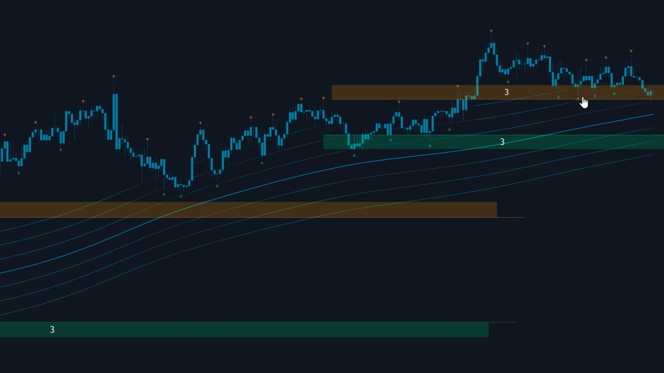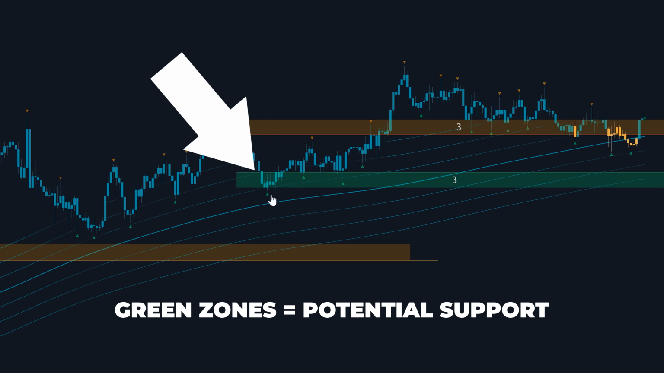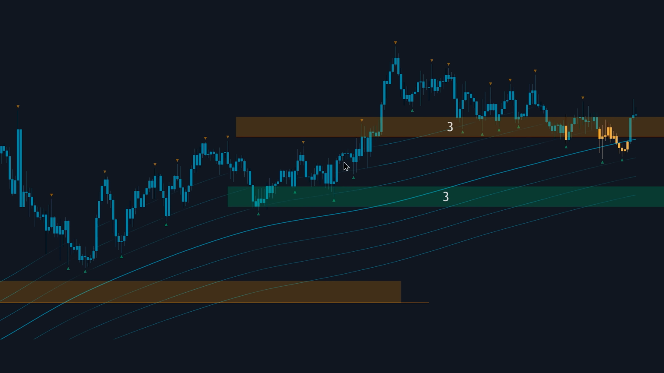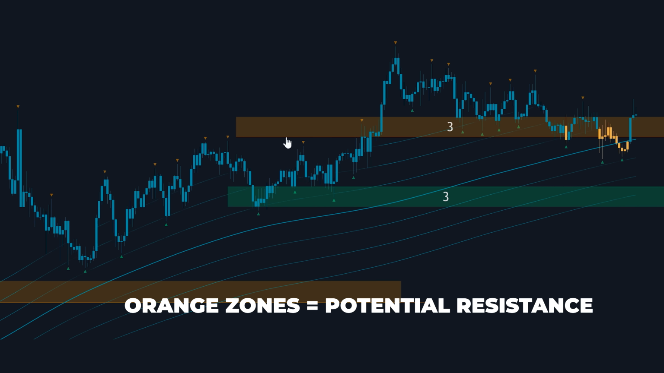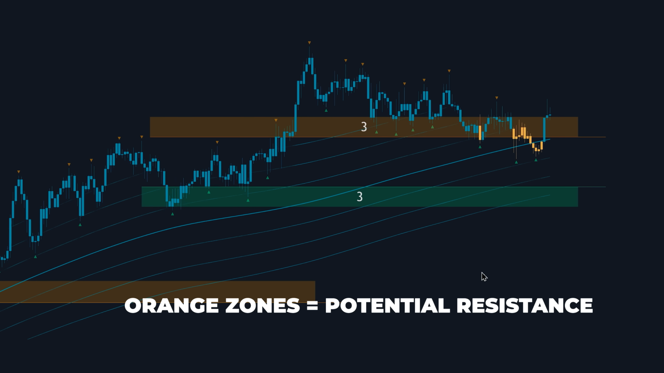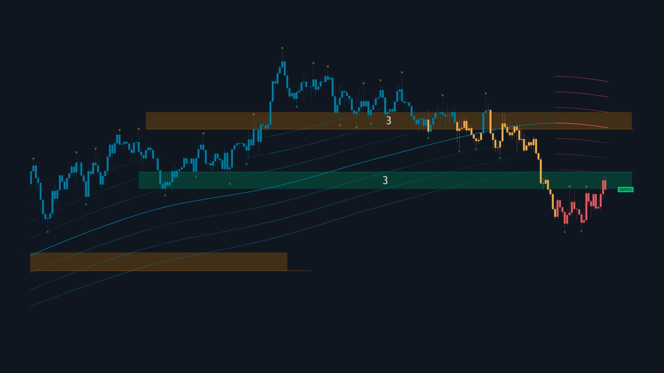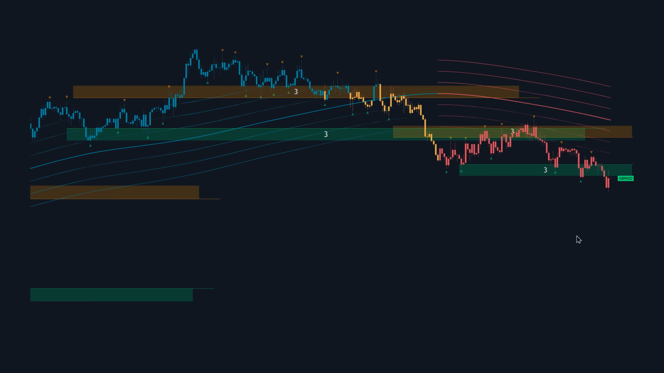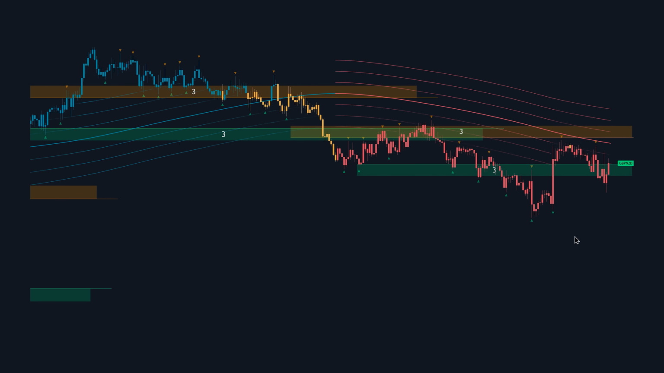First, treat the zones like a structural map. Green zones come from clustered low fractals and act as potential support, where you might look for bounces or long setups. Orange zones come from clustered high fractals and act as potential resistance, where you might watch for rejections or short setups. Because these zones require multiple fractal hits within an ATR-scaled width, you're filtering a lot of noise and focusing on spots the market has defended repeatedly in the current volatility regime.